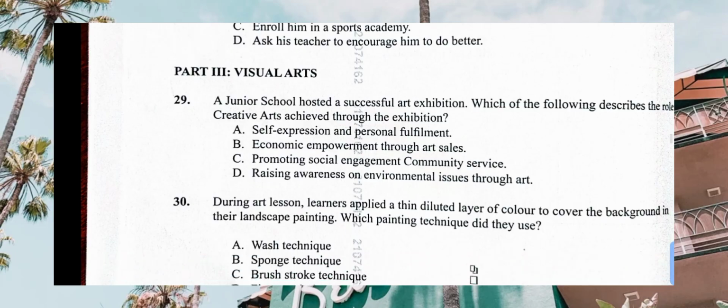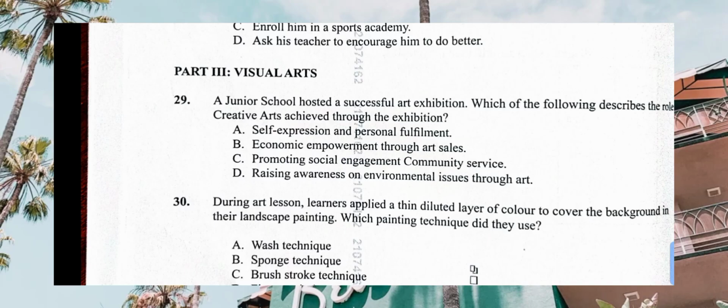Then Julia in junior school hosted a successful art exhibition. Which of the following describes the role of creative arts achieved through exhibition? Role of creative arts: self-expression and personal fulfillment, economic empowerment through art sales, promoting social engagement, community service, raising awareness on environmental issues.